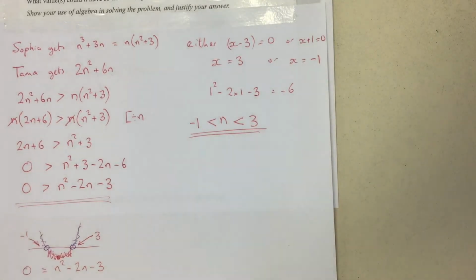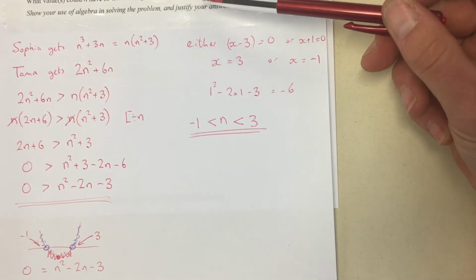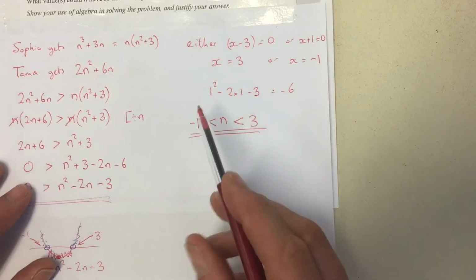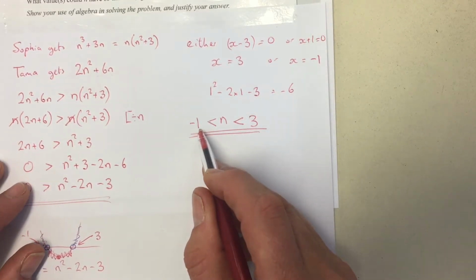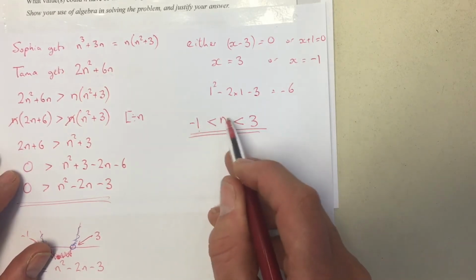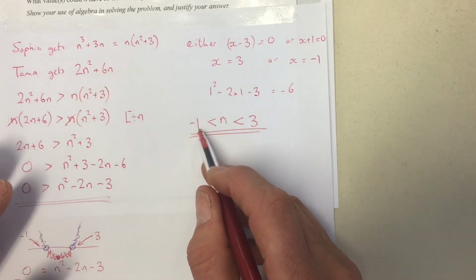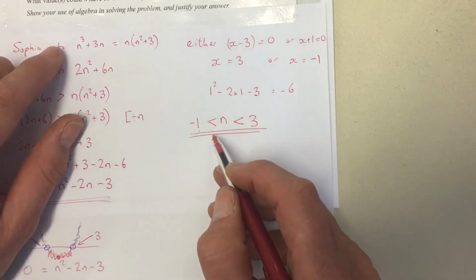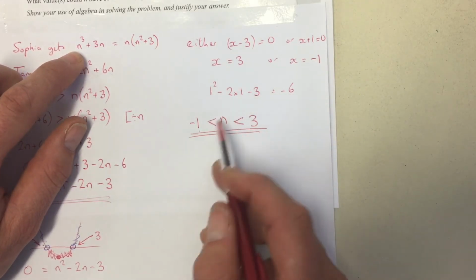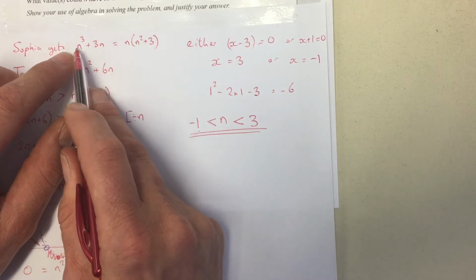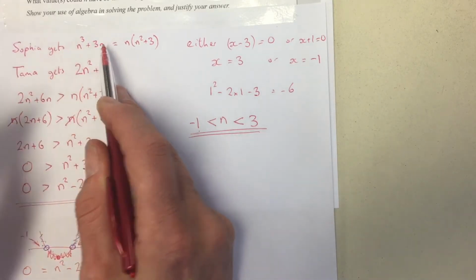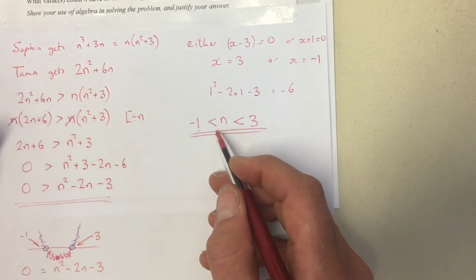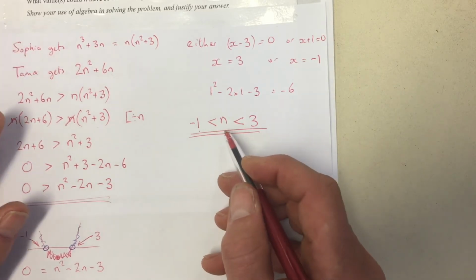Okay, there's my answer. However, this question had context, so we really should just check, do all of these numbers work in the context? So, is it possible for Sophia to get -1? Well, we know that n has to be bigger than -1, so -1 doesn't work. So we can discount -1. So what about 0? Can she get 0 fidget spinners? She gets n cubed, 0 cubed plus 3, that's 0. How many does Tama get? n squared is 0 times, that's 0 plus. So 0 doesn't work because that leads to Tama and Sophia getting the same number.